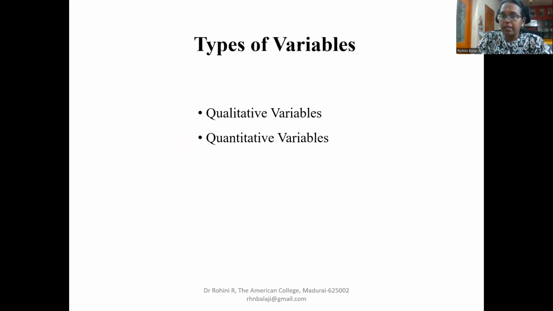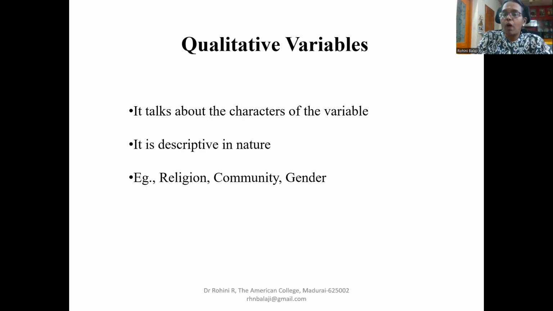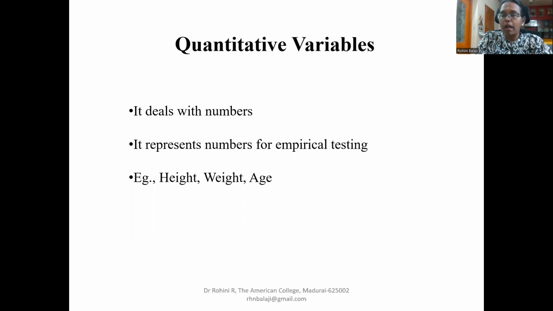The variables can be qualitative variable and quantitative variable. These are the two types of variable. The qualitative variable talks about the characters of a variable which are to be measured. It is descriptive in nature. Examples are religion, community, gender, which explain about the sample chosen for the study. The quantitative variables deal with the numbers. It represents empirical testing, which gives the height and weight and age of the particular sample chosen.